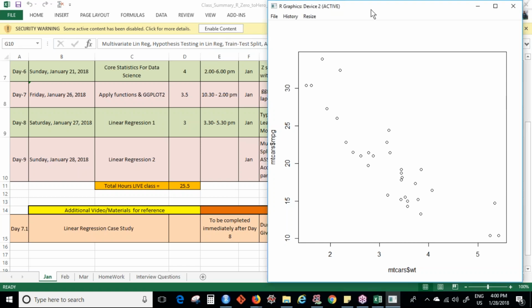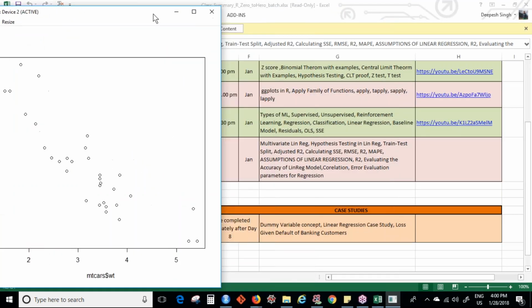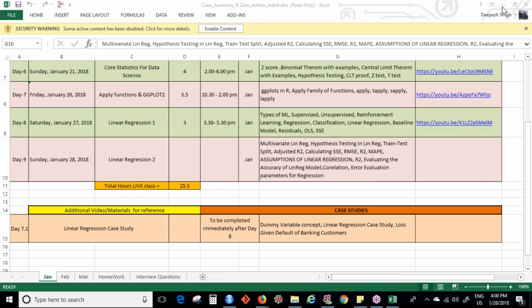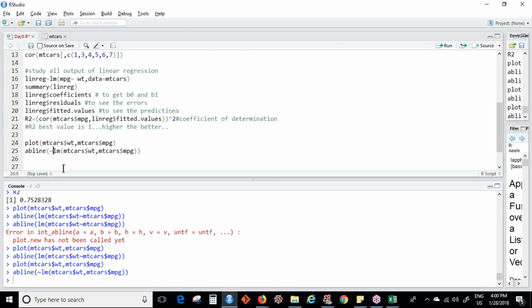Yeah. So I was trying to draw the line using the command. Yesterday I drew that line. I forgot the code for it. So was it? It was abline, linear model. I think this will come first.